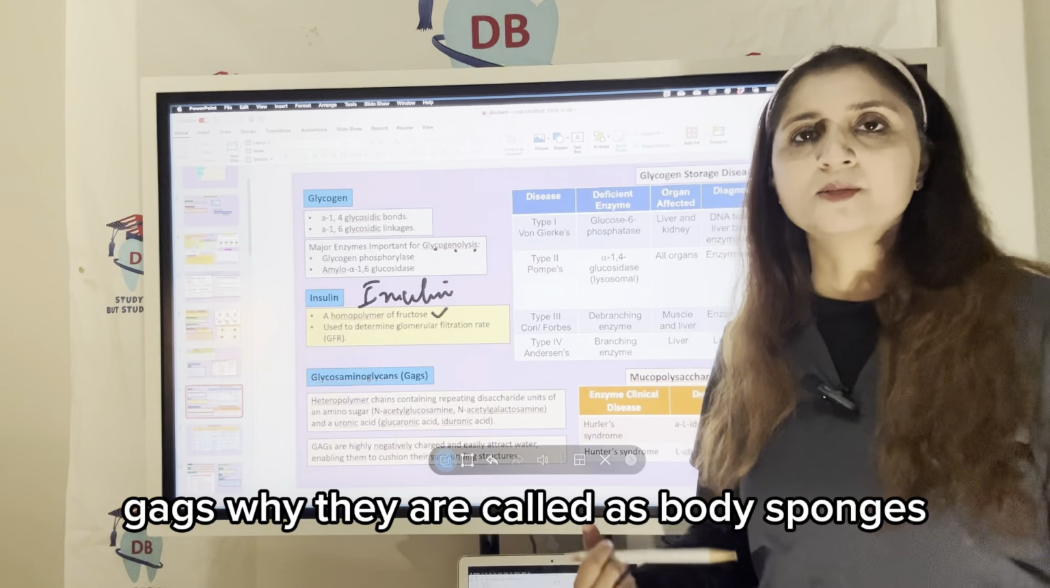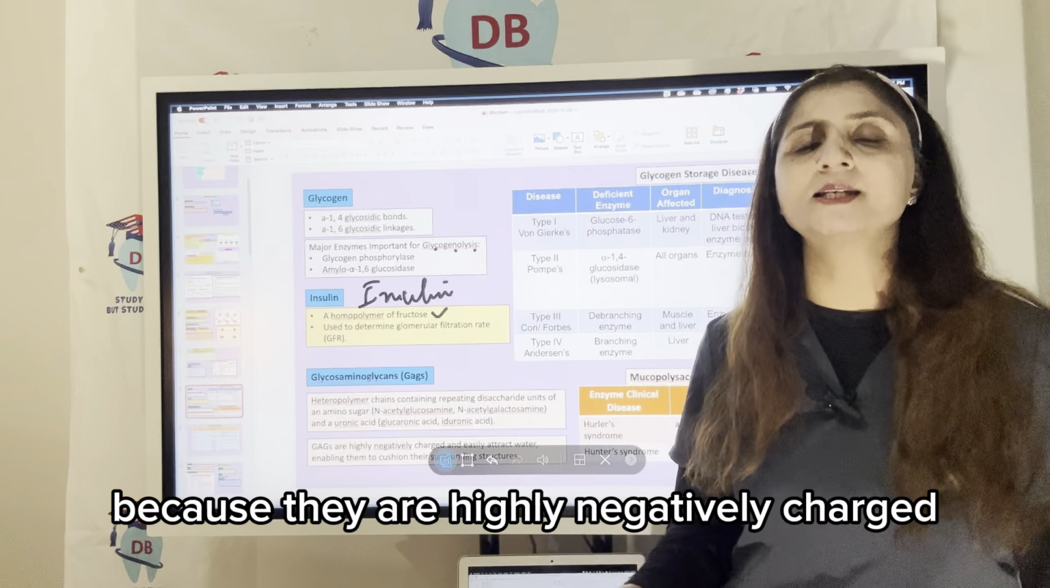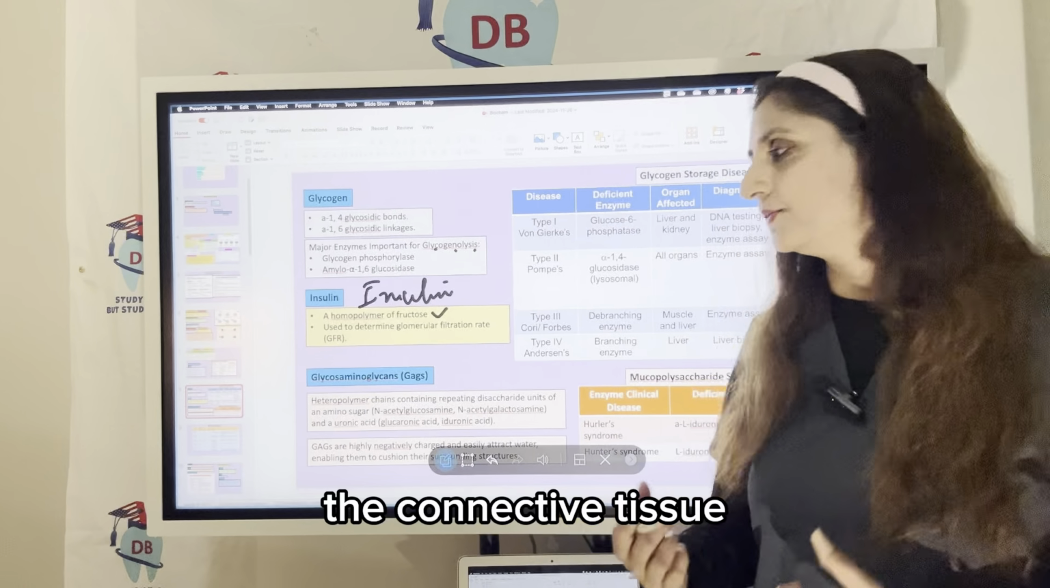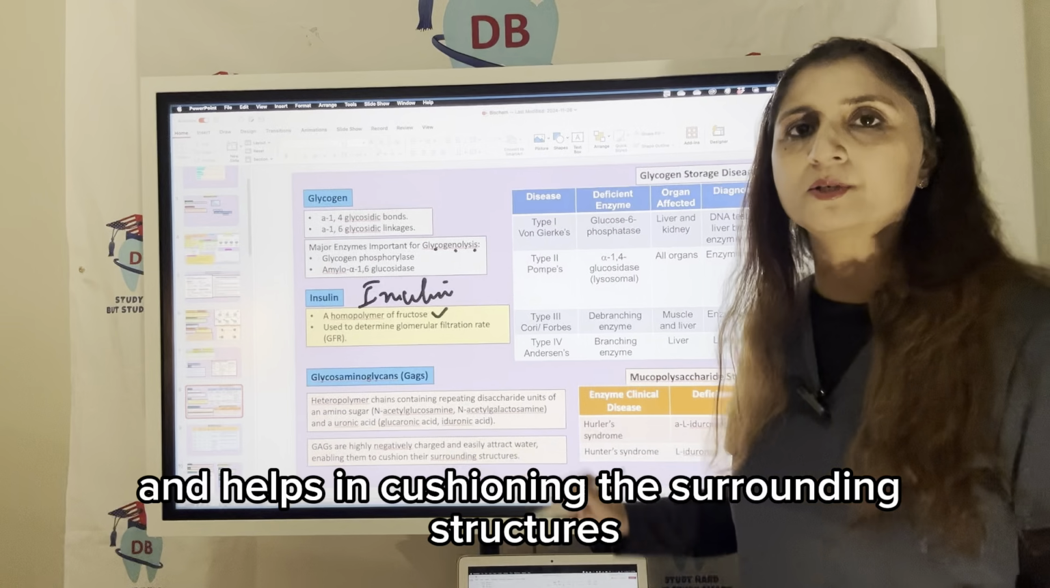GAGs, why are they called body sponges? Because they are highly negatively charged and they absorb water. So they make the intercellular matrix, the connective tissue, and help in cushioning the surrounding structures.